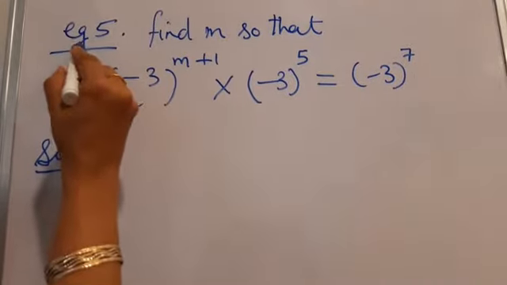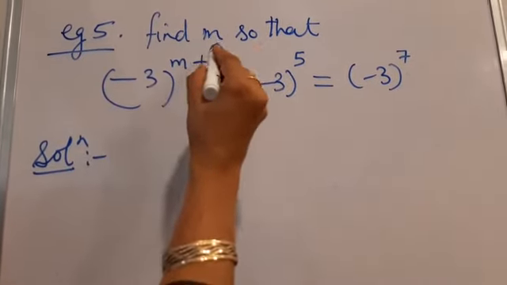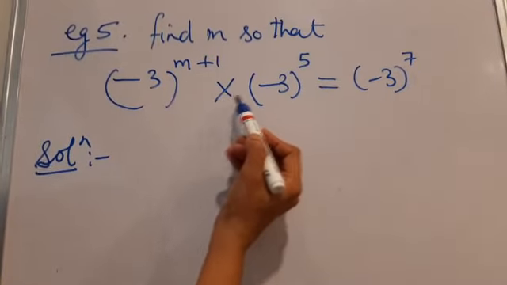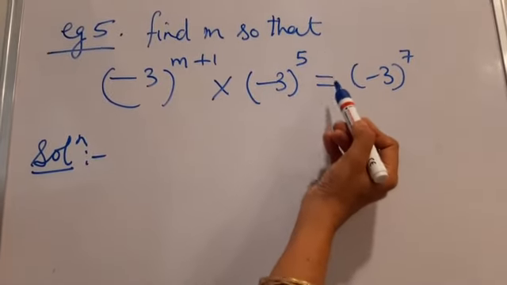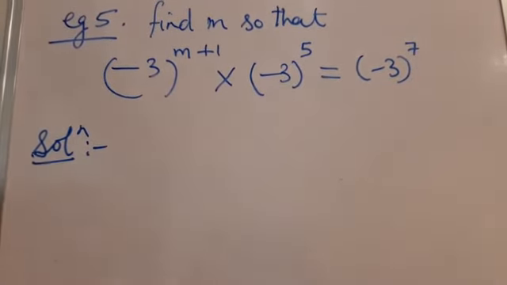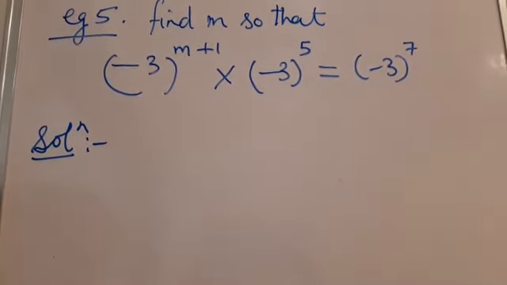Children, see example number 5. Find the value of m so that (-3) raised to power (m+1) multiplied by (-3) raised to power m is equal to (-3) raised to power 7. Here this equality is given to you and you have to find out the value of m.